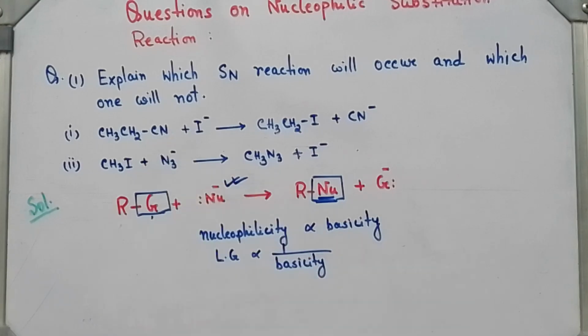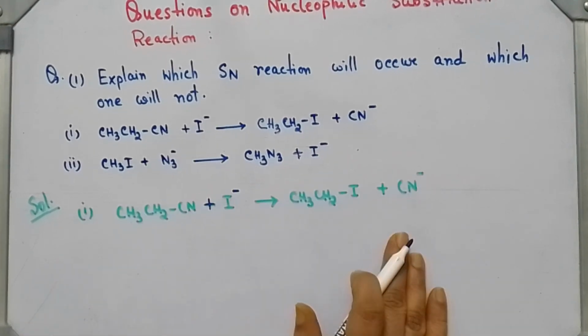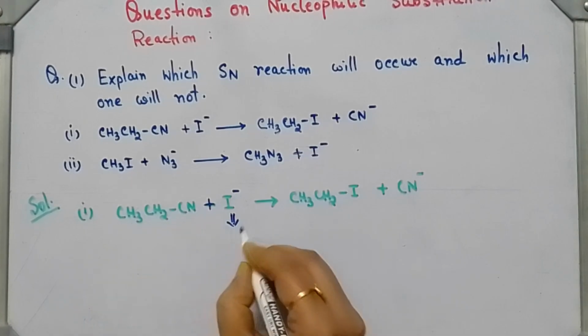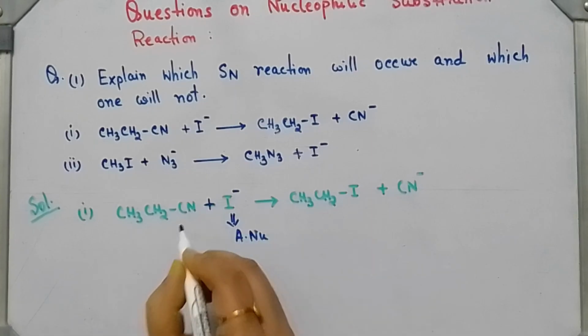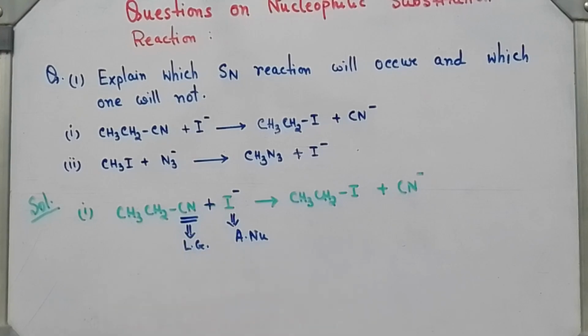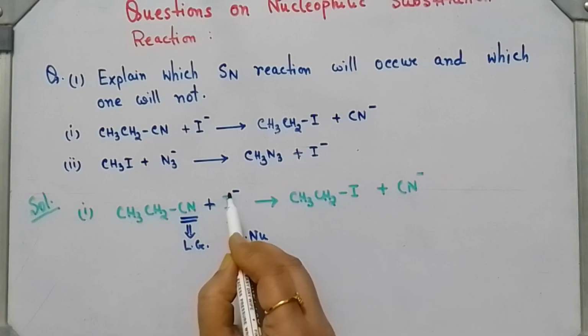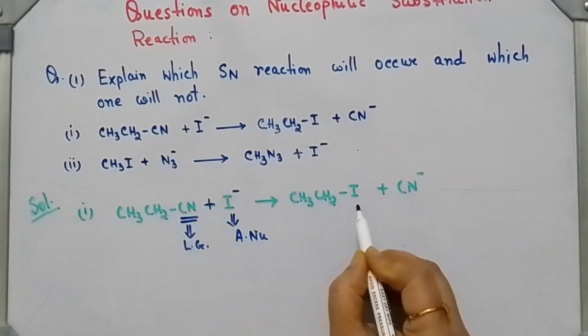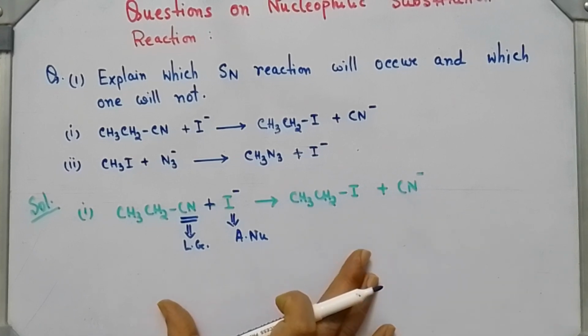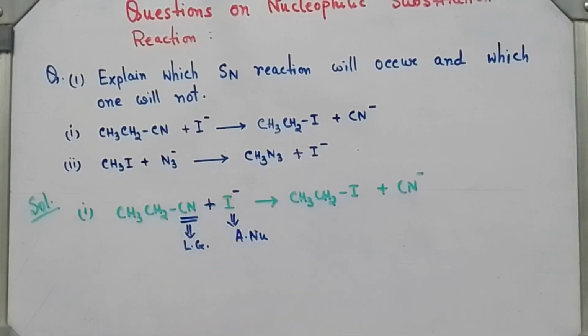Now one by one, two examples we will see. In this example, this is your substrate, this is your attacking nucleophile. And this is your leaving nucleophile, means leaving group. So it leaves and it attacks, we are getting this product and this leaving group cyanide. So in this reaction, if it takes place, cyanide is acting as leaving group and iodide is acting as attacking nucleophile. Whether this reaction is possible or not, we have to check.